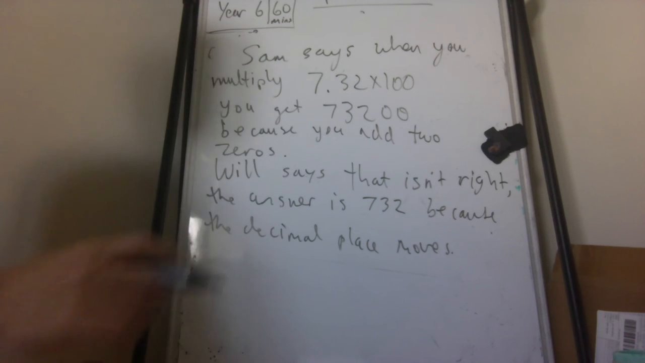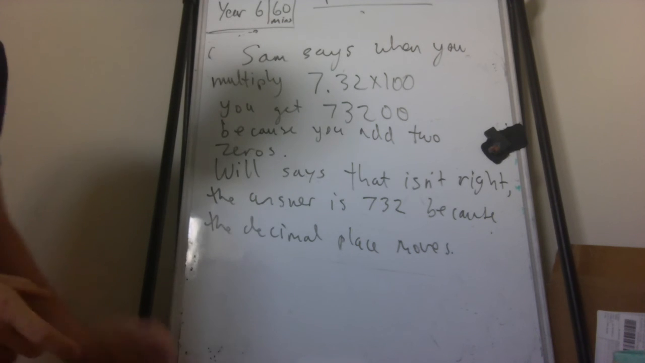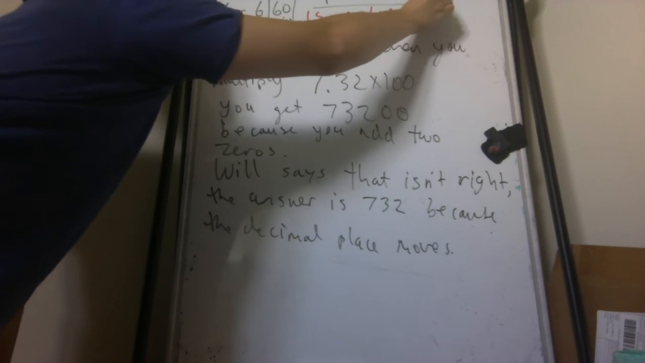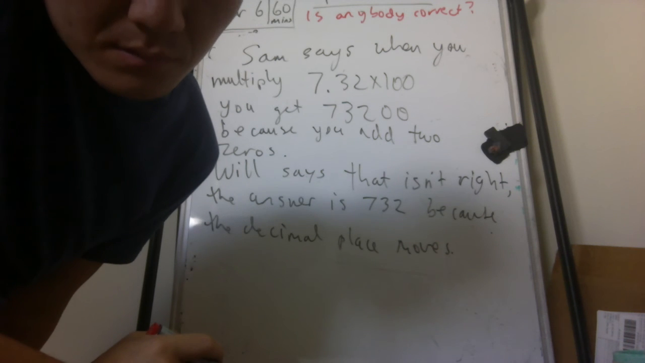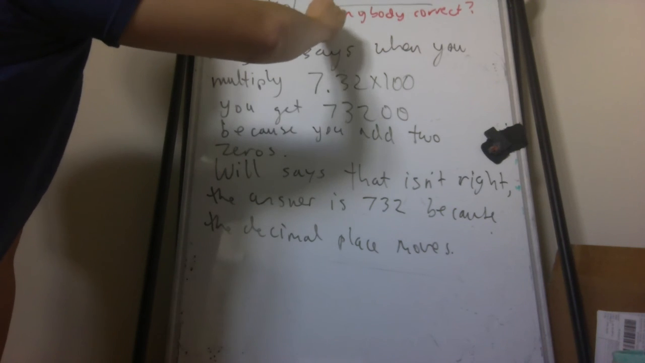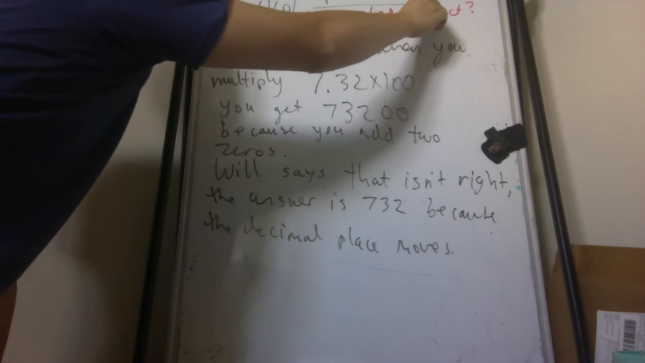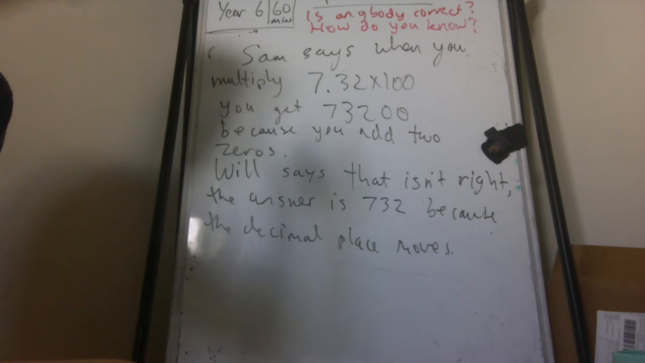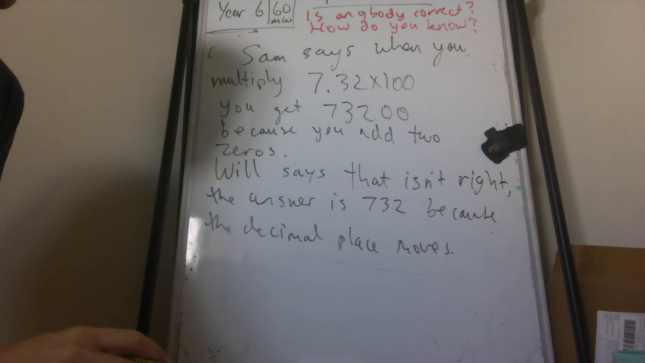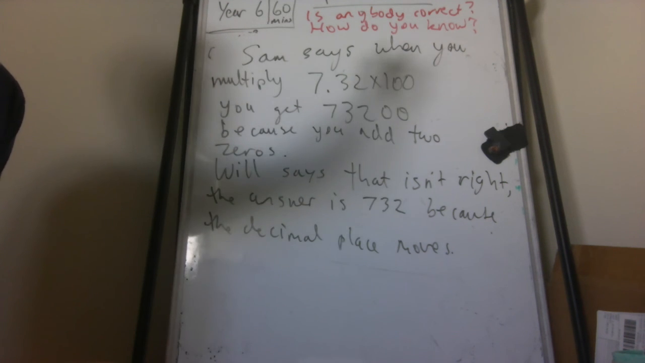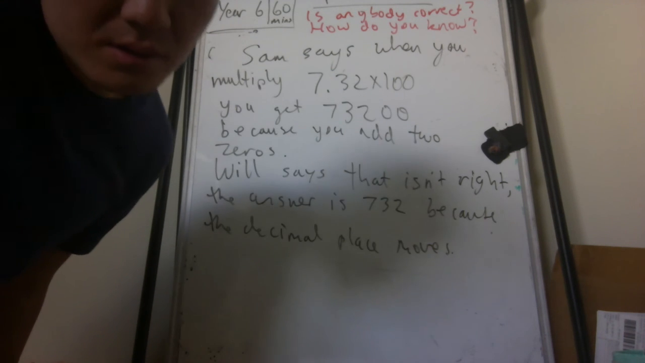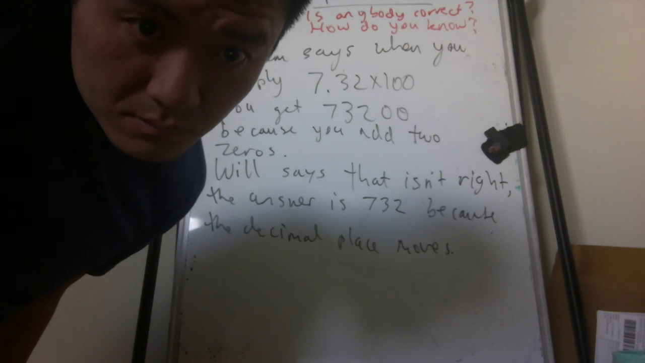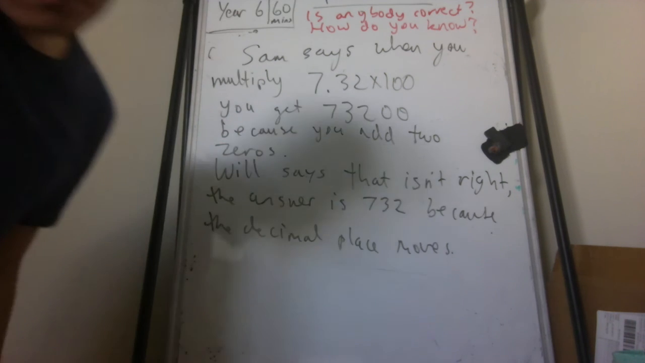Okay, so the first question is, is anybody correct? How do you know that? How do you know? Okay, so you can write this on a separate piece of paper. It's not necessarily yes or no answers. It's a yes or no for the first one, but an explanation for the second one.